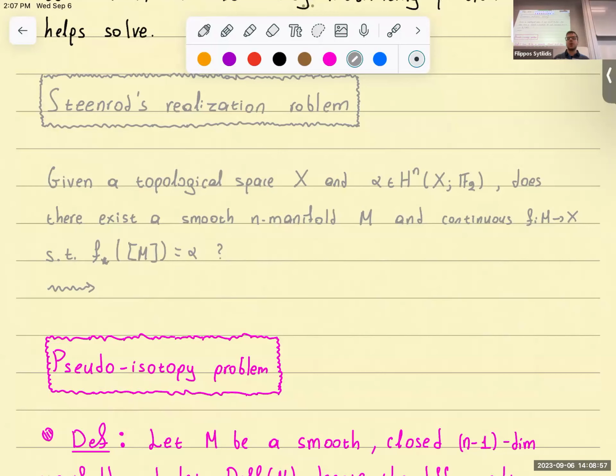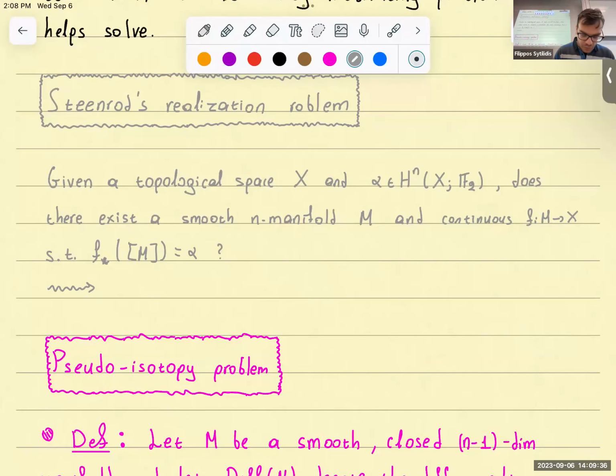to alpha. So if you give me an n-dimensional manifold, its nth homology with Z mod 2 coefficients is just going to be Z mod 2. So there is a chosen homology class, the only non-trivial homology class, and that's the fundamental class. And so what Steenrod's realization problem asks is, if you give me any topological space and an nth homology class, can I realize it by a map from a smooth manifold?